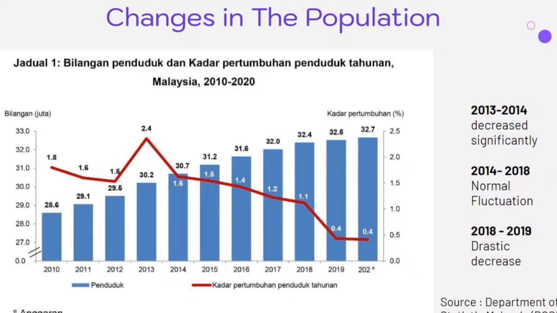Next, in 2014, there was a decrease in the population growth rate from 2.4% in 2013 to 1.6% in 2014.